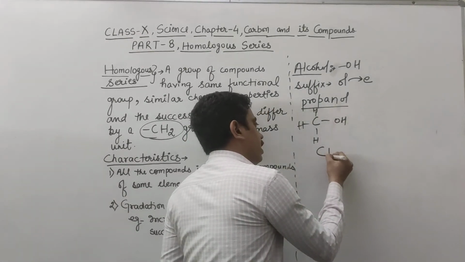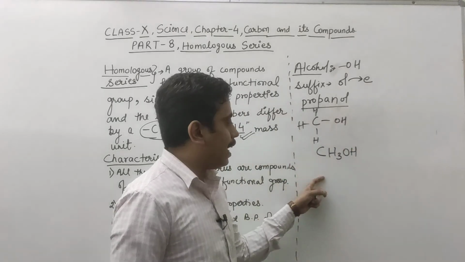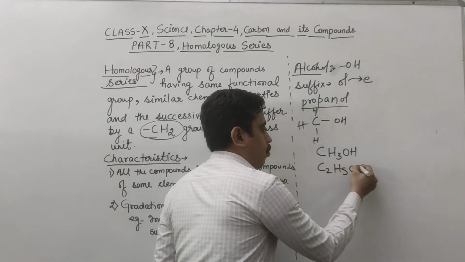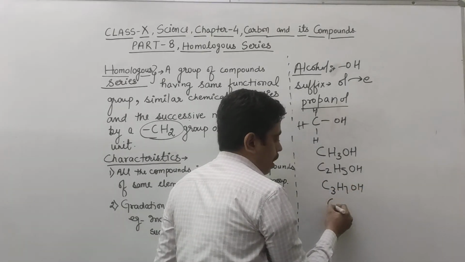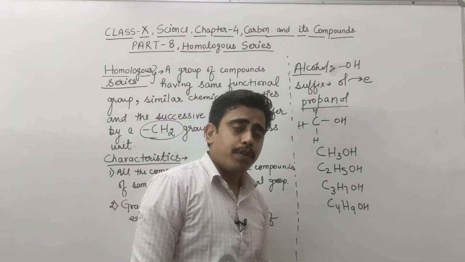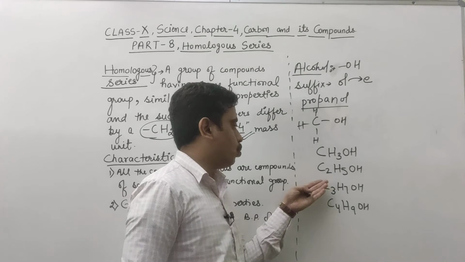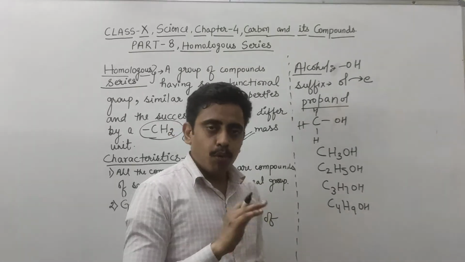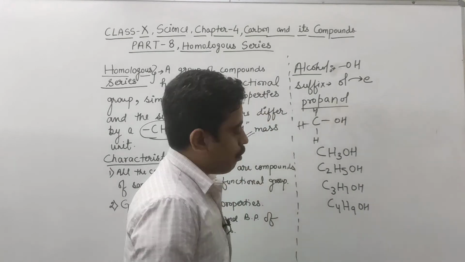You will write it CH3OH. Similarly, इसका अगर second member देखेंगे alcohols का, having two carbon atoms, you will get C2H5OH. Third member C3H7OH. Fourth member C4H9OH. You can draw the structures. What you have to do, you just have to draw the hydrocarbon of whatever number you want, 2 carbon, 3 carbon, 4 carbon, fill all the valencies with hydrogen, remove one hydrogen and attach this group, that is OH group. You will get the molecular formula of all the alcohols.